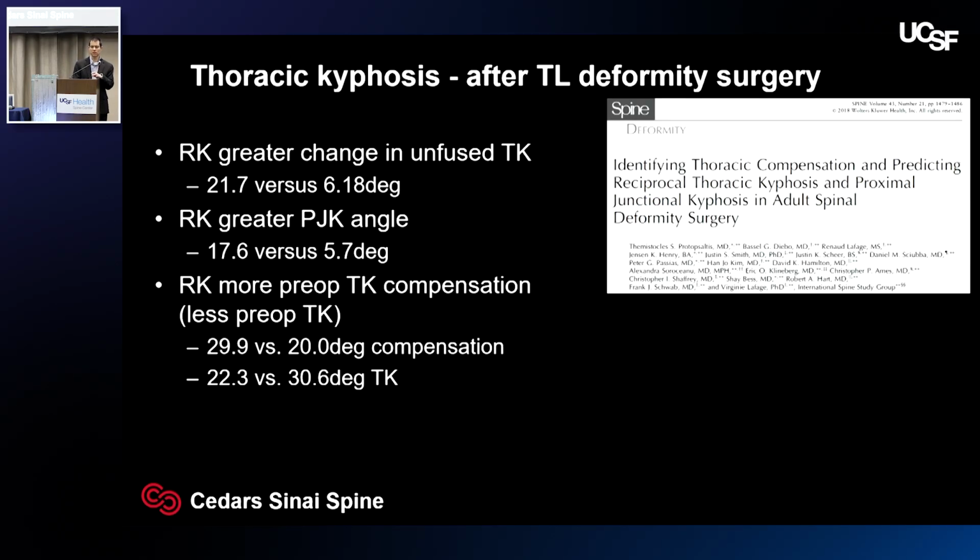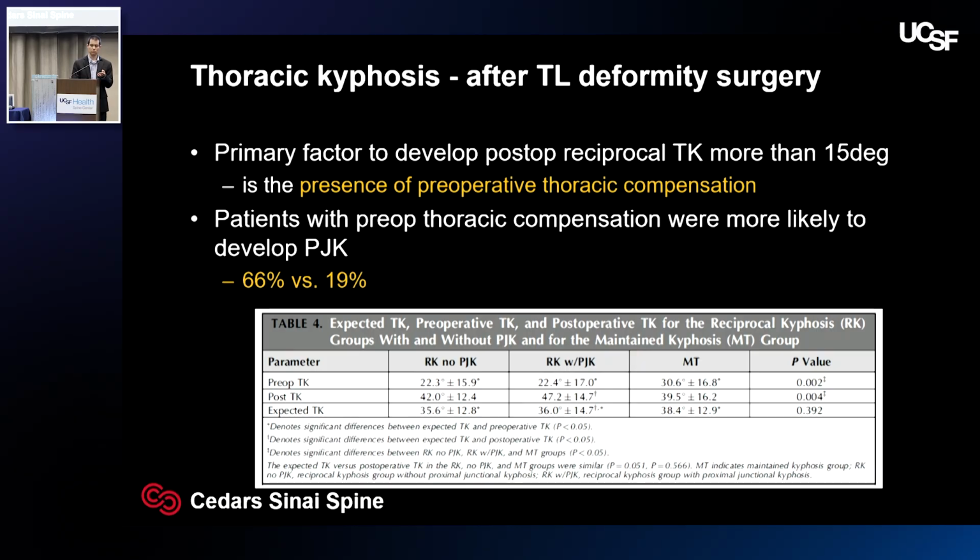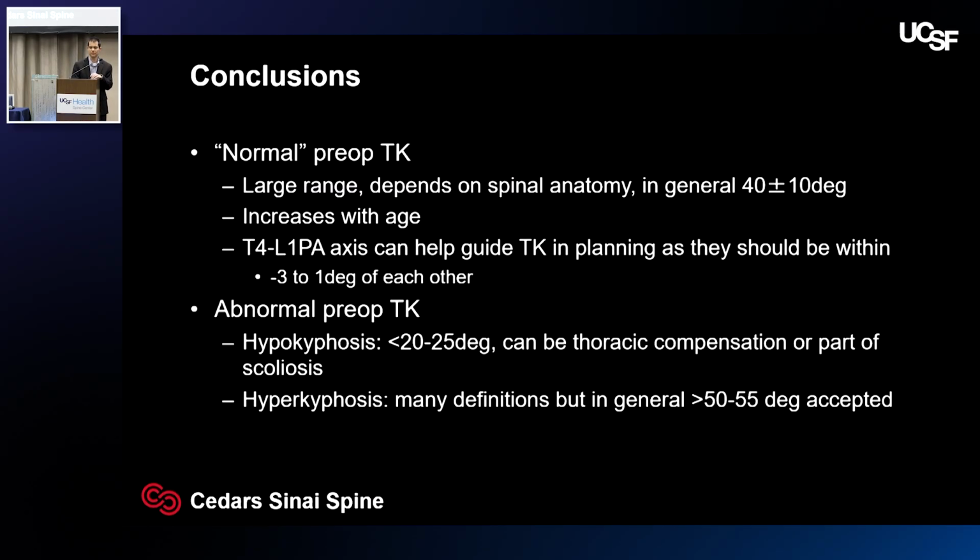What they found was the RK, the reciprocal kyphosis group, had a greater change in the unfused segments, which makes sense. They had a greater PJK angle, and they had more pre-op thoracic compensation by almost 10 degrees. So the presence of preoperative thoracic compensation is a risk factor for PJK, up to 66% over 19. We're still trying to figure out how much it's going to move, and there are some papers on flexibility and things like that, which are evolving.